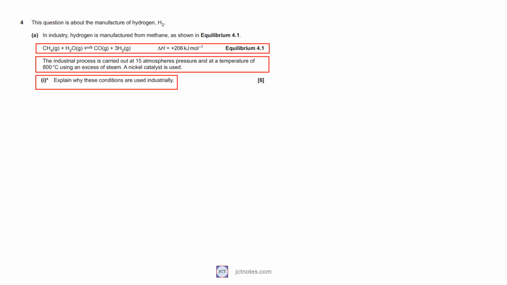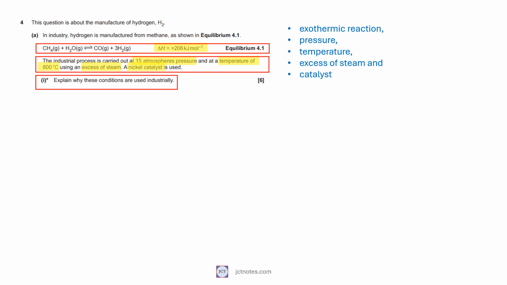Looking at the data given, we can have an idea of what is required in the answer. We have that the enthalpy is positive, therefore, it is an endothermic reaction. We are also given the pressure, temperature, and excess of steam. The catalyst is mentioned. So our answer should refer to endothermic reaction, pressure, temperature, excess of steam and catalyst.